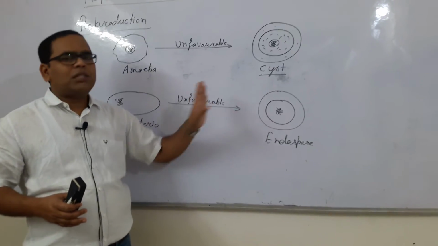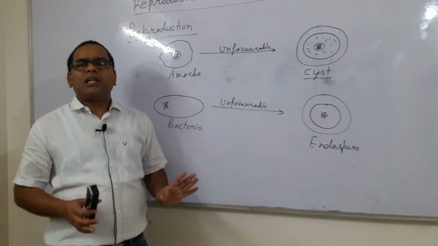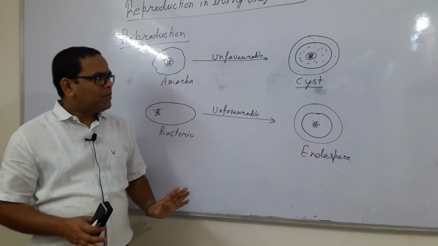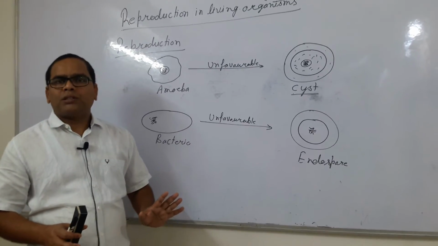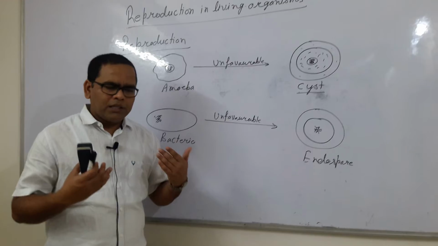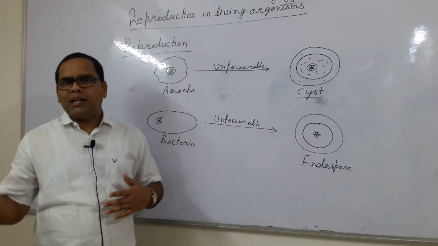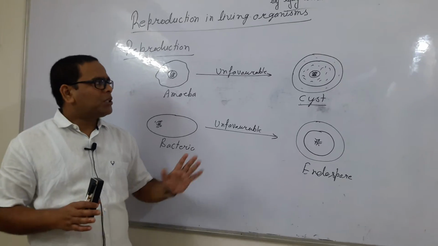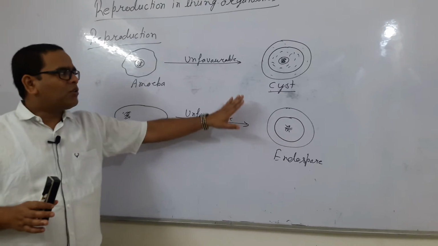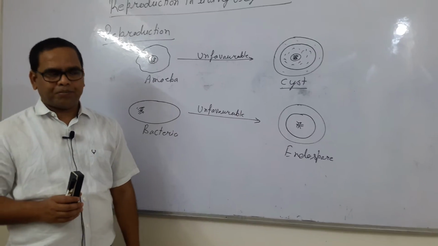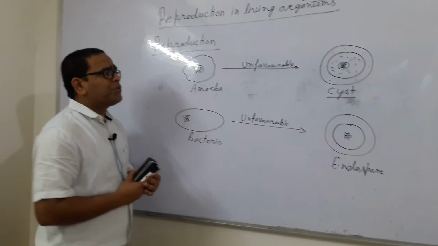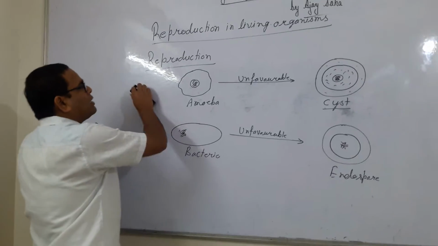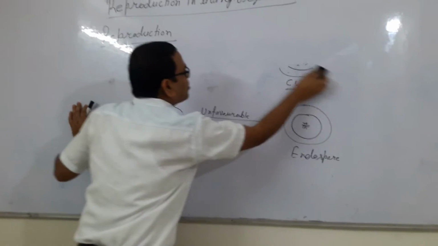So reproduction is basically maintenance and continuity of germplasm. It is nowhere related to an increase in number. If the number gets increased, that may be an additional part, but the main function is always to maintain and continue the genetic material. If we come to this, then we can easily understand the types of reproduction.